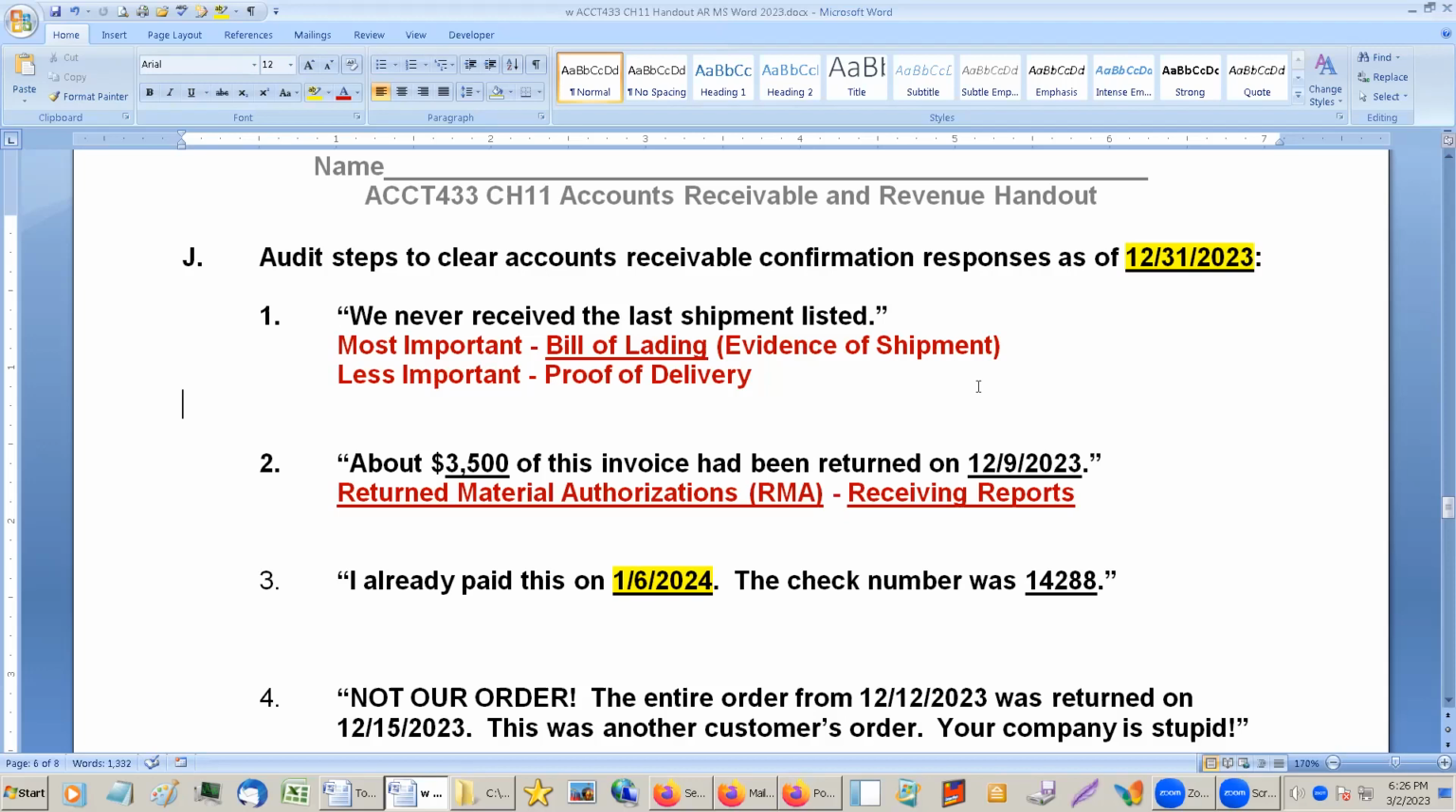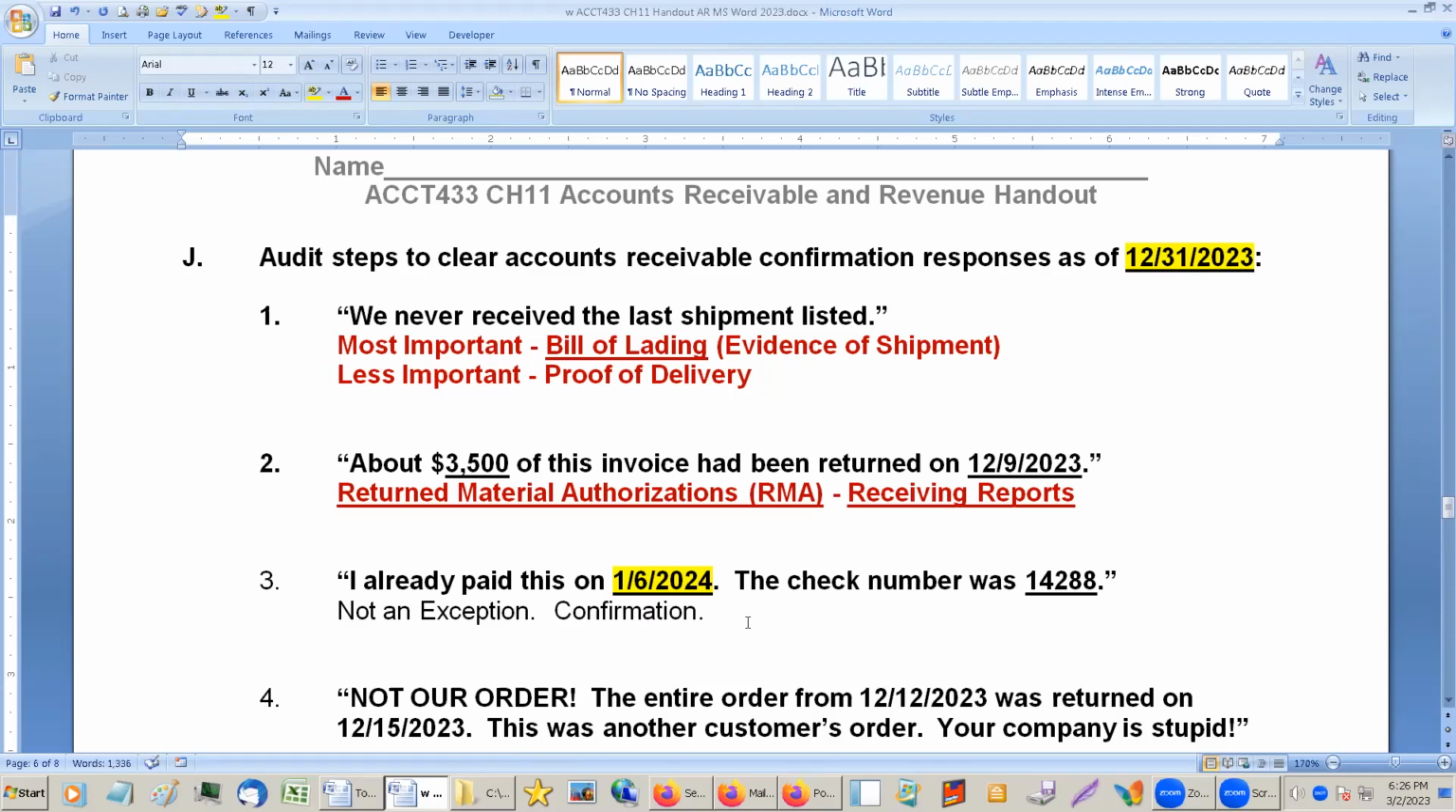Yeah, and this is proof that the account did exist. They paid it. We already paid this on 1/6/2024. So yeah, the confirmation obviously went out after that, but on 12/31/23, they must have owed it because they paid it on the 6th. So while this looks like it's an exception, this is actually, in a lot of ways, not an exception. It's a confirmation. They're telling you, yeah, we already paid it.